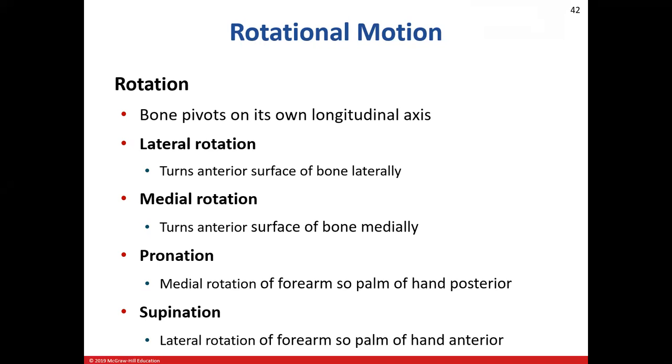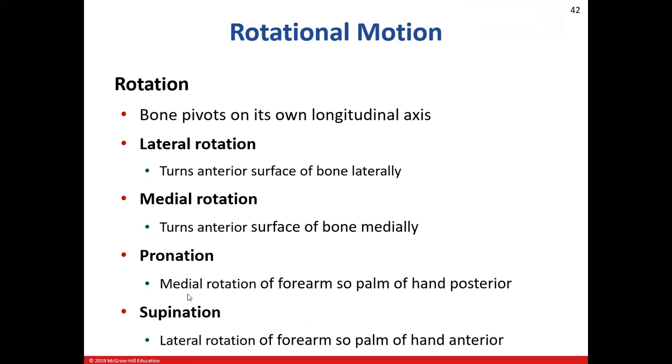Pronation, when we look at the hand or the forearm, is where we have the forearm positioned so that the palm of the hand is towards the posterior, or facing backwards. Supination is lateral rotation of the forearm so that the palm of the hand is facing the anterior.